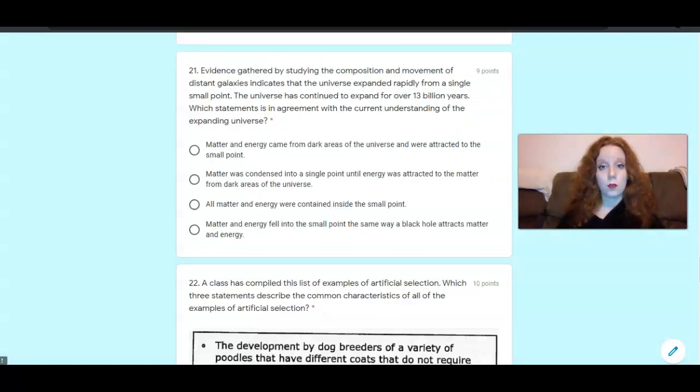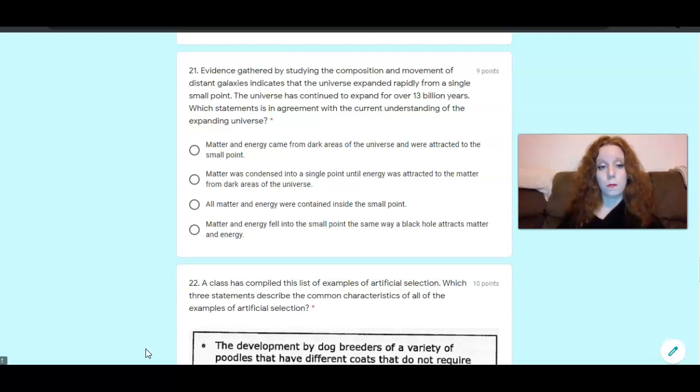Moving on to our next question on the topic. It says, evidence gathered by studying the composition and movement of distant galaxies indicates that the universe expanded rapidly from a single small point. The universe has continued to expand for over 13 billion years. Which statement is in agreement with the current understanding of the expanding universe?